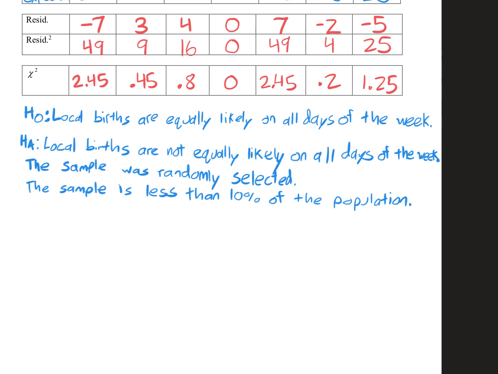All right, and then two of our new conditions. To make it chi-square, the data has to represent a count. And so what is our data? Our data represents a count of how many people were born on each day of the week. So we can say the data are in counts.